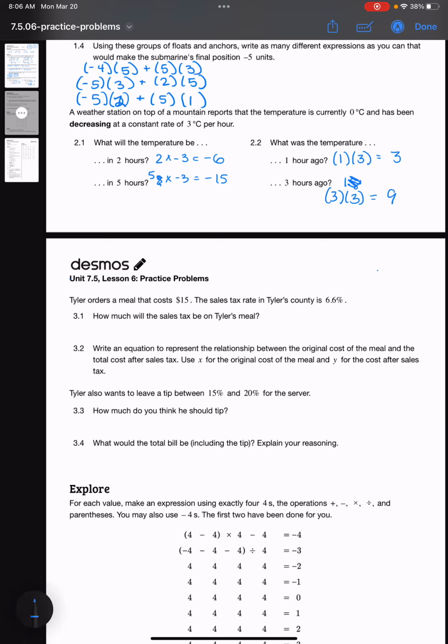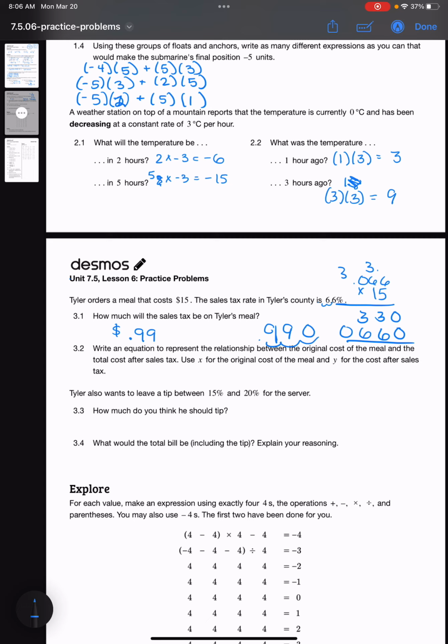It says Ty orders a meal that costs $15. The sales tax rate in Ty's county is 6.6%. How much will the sales tax be on his meal? So we'd have to do 15 times 0.066, which gives me 30, 90, and a 0. Now we can add them up, and we want to move the decimal over 3 times, which would be 99 cents.